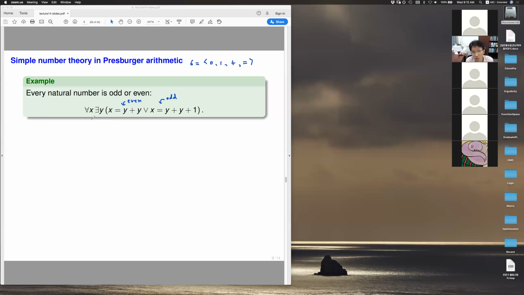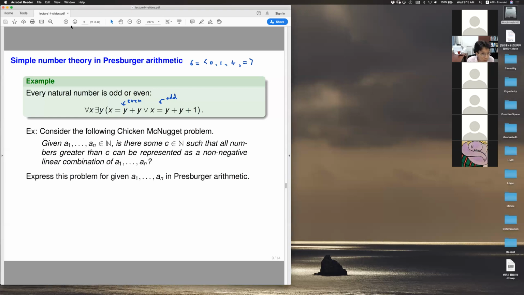So in Presburger arithmetic, we can say every natural number is either even or odd. And because Presburger arithmetic is decidable, we can write a formula like this and call a decision procedure, and the decision procedure will say whether this is true or not. The computational complexity of the decision procedure is horrible, so it may take quite a long time, but in theory it can provide an answer for questions like this.